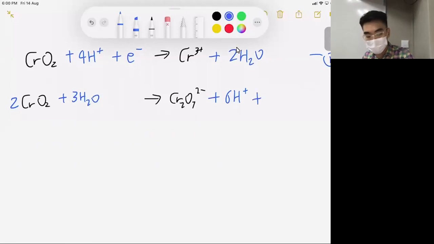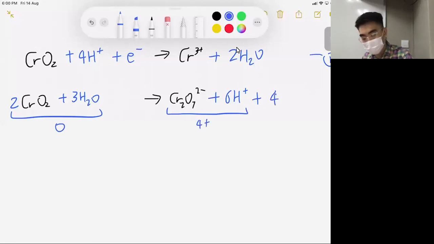And last but not least, I check this charge is 0. This charge is 4 plus. So I need to add 4 electrons here. Okay, so I have successfully gotten my 2 half equations. So what I need to do next is to combine them.